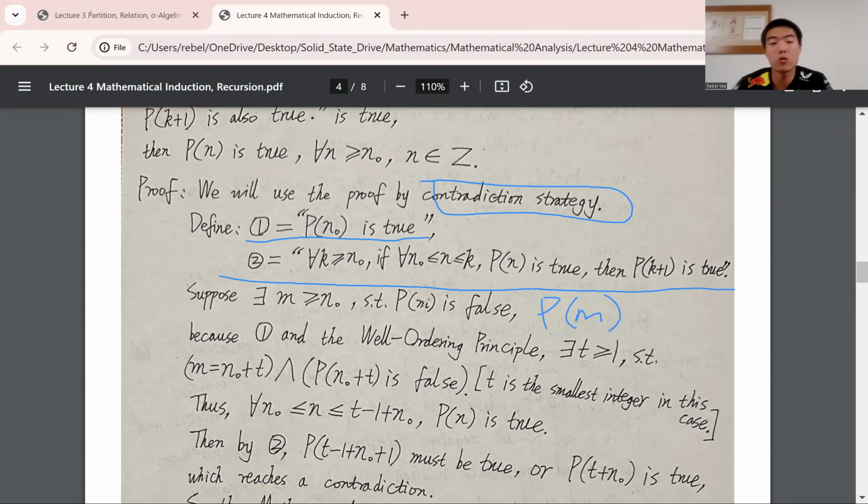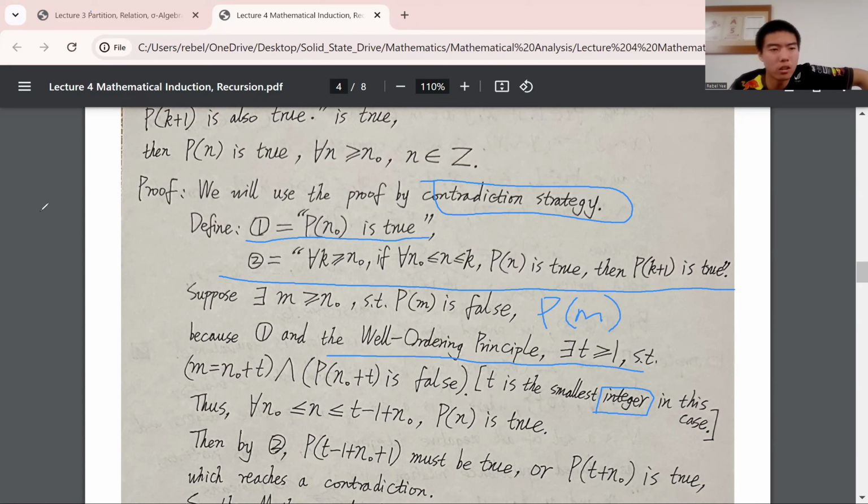And because m is a natural number, by the well-ordering principle, there exists t greater than 0 such that m is equal to n0 plus t, and P of n0 plus t is false. And t is the smallest integer, or rather smallest natural number in this case. But you can also say it's an integer, and in this case t must be positive, so it's a natural number as well. And this means for all n0 smaller or equal to n smaller or equal to t minus 1 plus n0, Pn is always true. Yeah, this makes sense because this is the smallest integer to make it not true. So if it's smaller then it must be true.